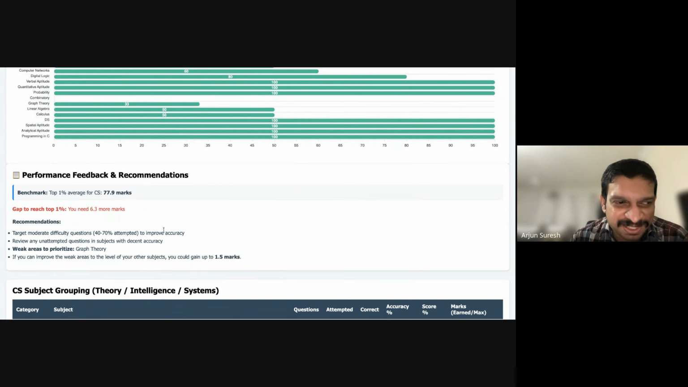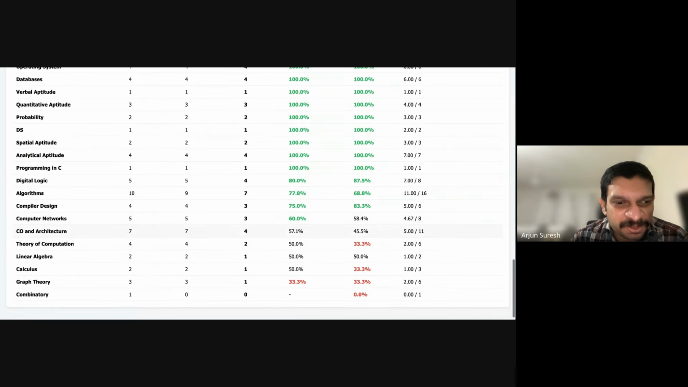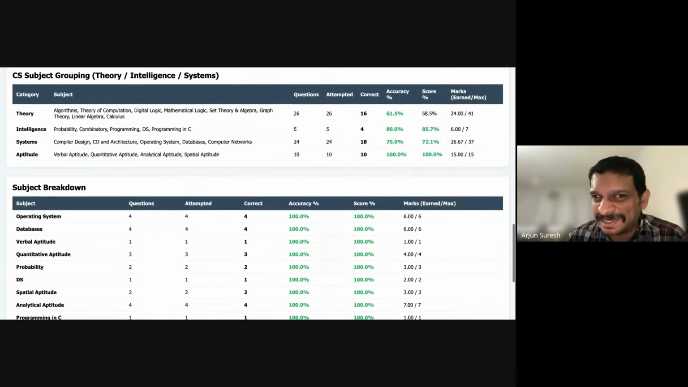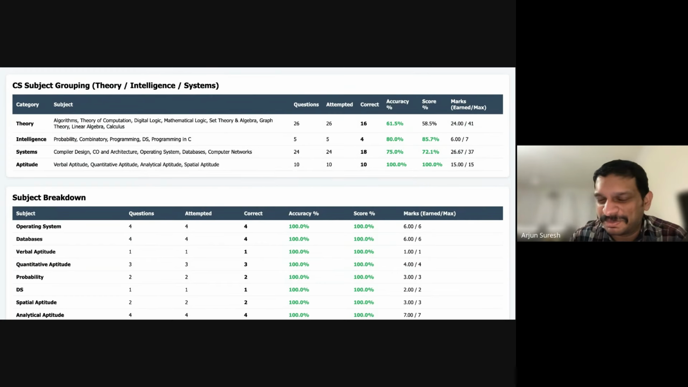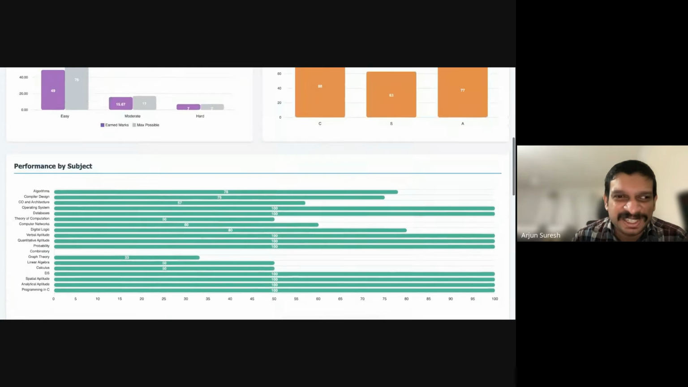Graph theory is the one, because you can see out of 6 marks he scored only 2, so that's a 4 mark loss. If he had got those 4 marks, the rank would have been maybe 50 or 60. So I think this analysis page will be useful for you in choosing your areas for IIT interviews, or if you are preparing for next year, which subjects you need to focus on.